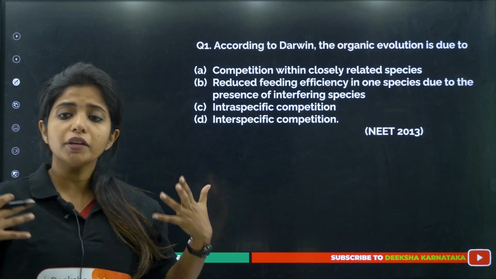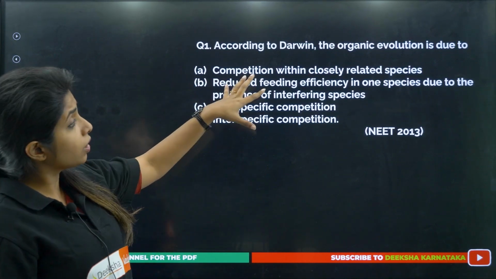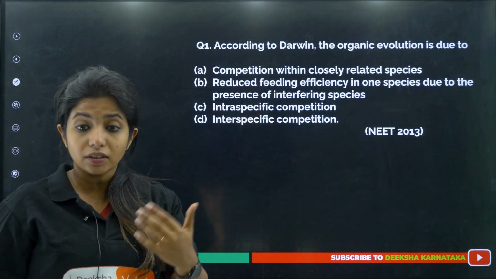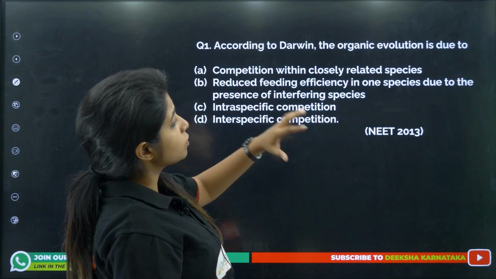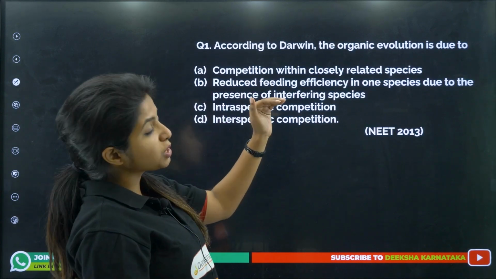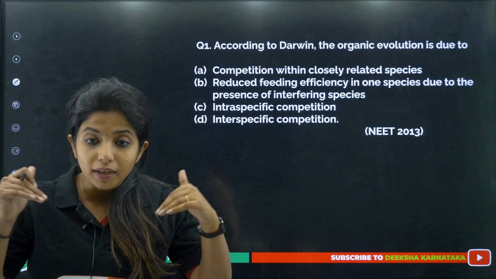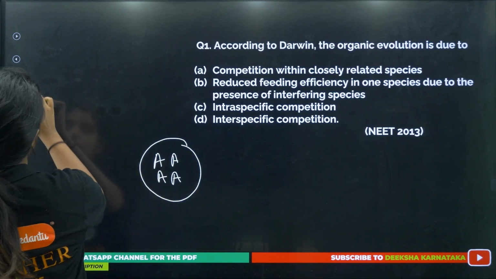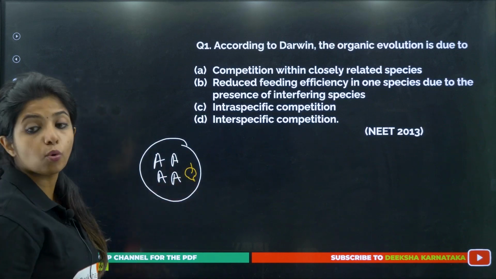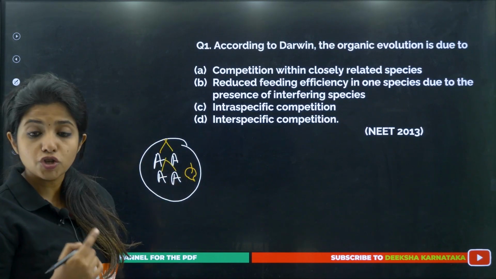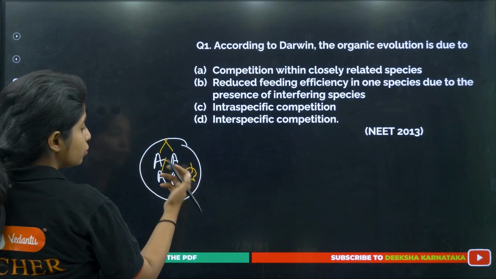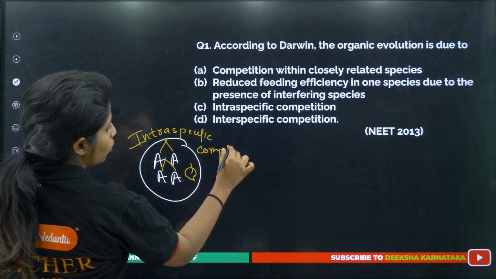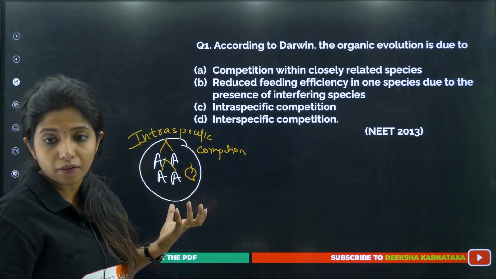So according to Darwin, the organic evolution is due to, why is there evolution? Is the reason competition within closely related species? Or reduced feeding efficiency in one species due to the presence of interfering species? Or intraspecific competition? What do you mean by intraspecific competition? That is competition among the species itself. For example, this is a group of species A. Now there is a mango. There is a very limited amount of mango, but all of them want mango. Over here, they all will be fighting amongst each other for the food, or the resource basically, and this type of competition is known as intraspecific competition.